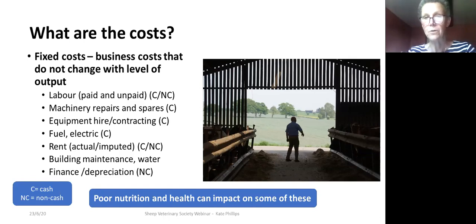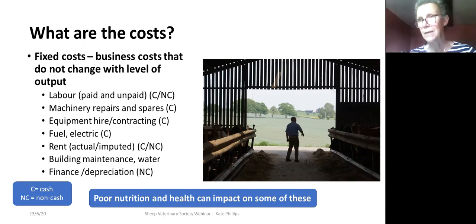And then we've got building maintenance and water, which would be a non-cash cost. Well, sometimes cash or non-cash, sorry. And then finance and depreciation tend to be non-cash costs. I put those in because that helps to explain one of the further slides that I get to in a few minutes. And of course, just put in that bullet point at the bottom, poor nutrition and health can impact on some of these.